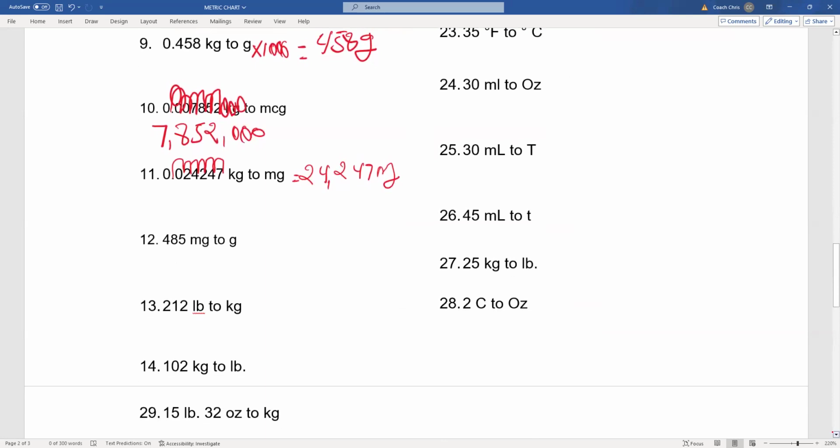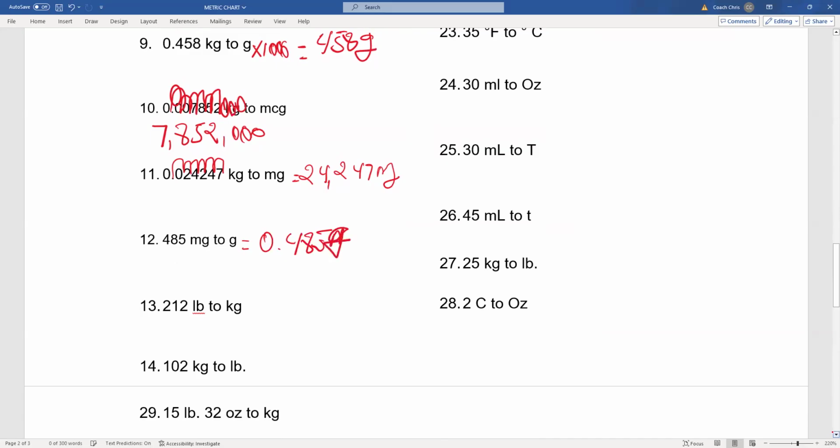So milligram back to gram. Well, milligram, you go from right to left. So you have to divide. So there is only 1,000. So when I divide this, you have a 0.485 gram.